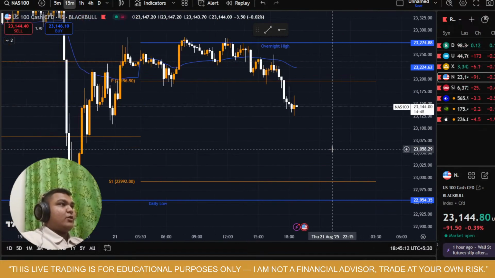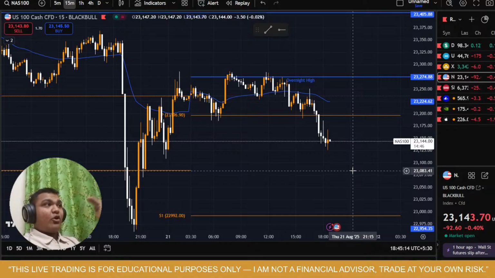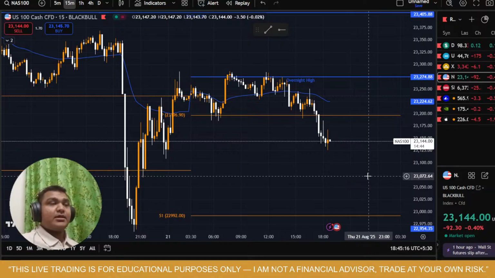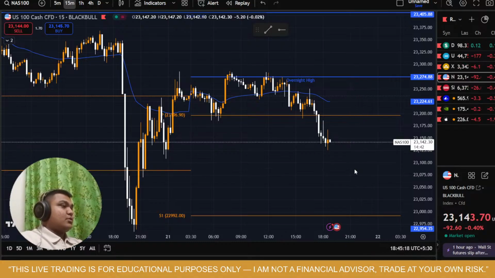We pretty much wait for the 2-minute range to form, and we'll execute a trade after that, as you all know, the 2-minute range. This is just taking support of the EMAs and just dumping. Look out.